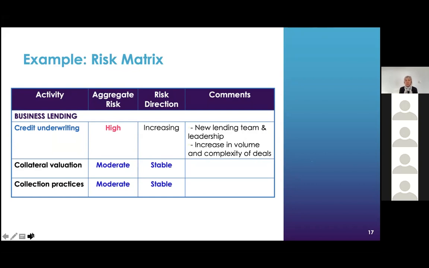So there's a business lending unit, and their credit underwriting had an aggregate risk of high. And why? If we look at the comments, they had an entirely new loan team. The entire team had left, and even the manager. And they started doing more complex deals, and they had high goals. So the aggregate risk was high because of the risk management: were these people trained? Did they understand what type of lending? And we felt the risk was increasing. Now, who would have decided this? The risk department would have decided this and talked about this at the management risk committee and said, this is why we see it's a high risk, and this is why we see it's increasing, until we feel comfortable the lending team is trained.